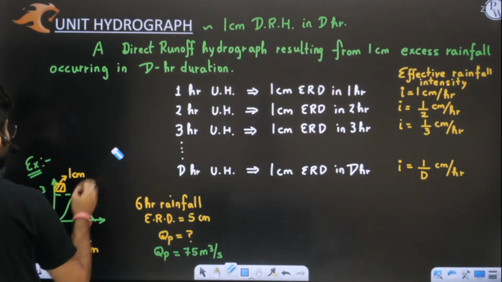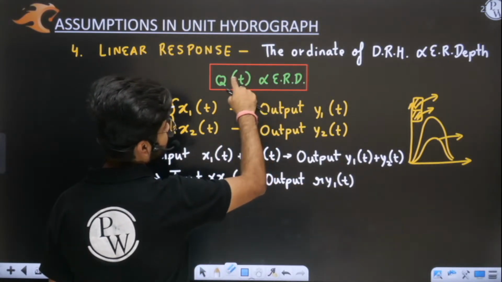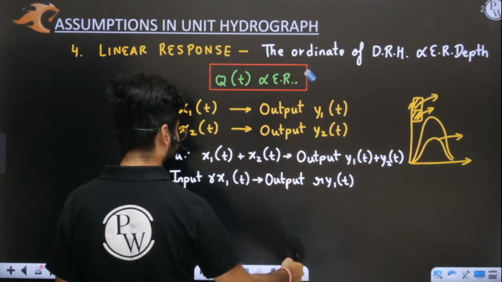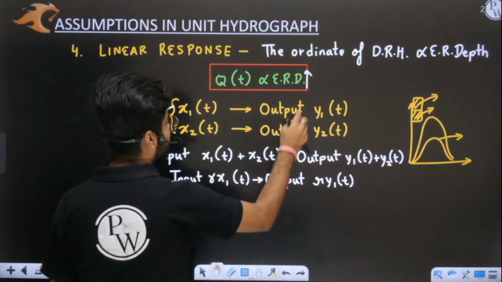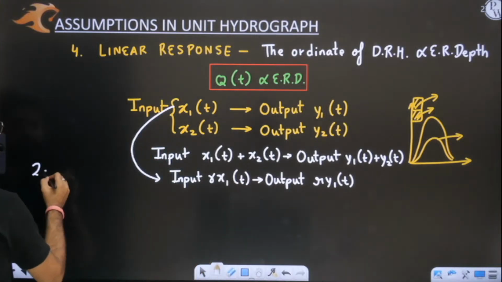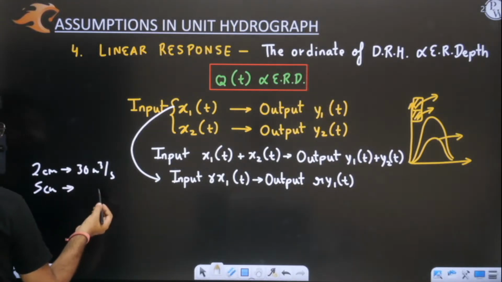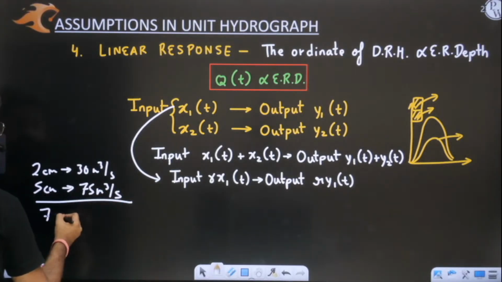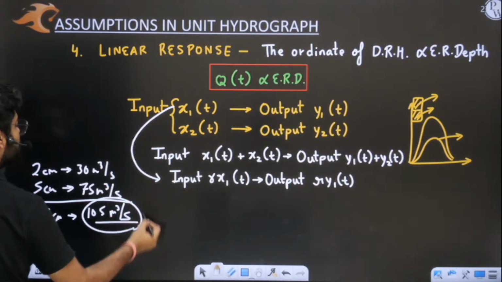Because I know that the discharge, or the value on the y-axis, is proportional to effective rainfall depth. If effective rainfall depth is doubled, discharge will be doubled. If it is tripled, it will be tripled. If it is made r times, output will be made r times. If because of 2 centimeter we have 30 meter cube discharge, then because of 5 we have 75. So for 7 centimeter, sum it up, you have 105 meter cube discharge. How? Because of linear response.